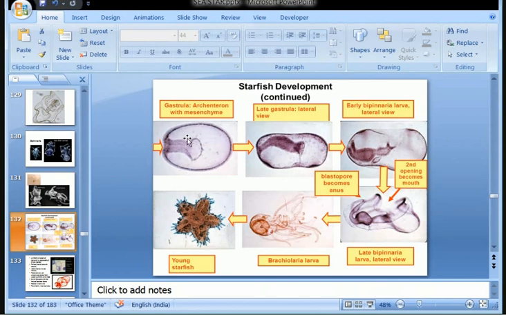So this was the gastrula stage here, archenteron formation, and then that continues. This is the lateral view showing further development and differentiation. Then early bipinnaria larva here, then the blastopore becomes anus, and the second opening here becomes mouth. So this is the blastopore. This is the original part from where invagination started. And then this is the developing gut.